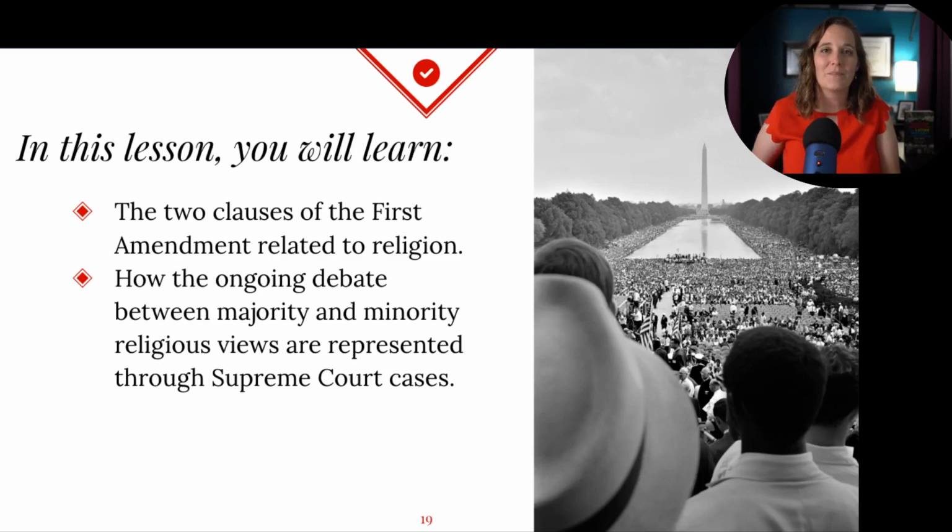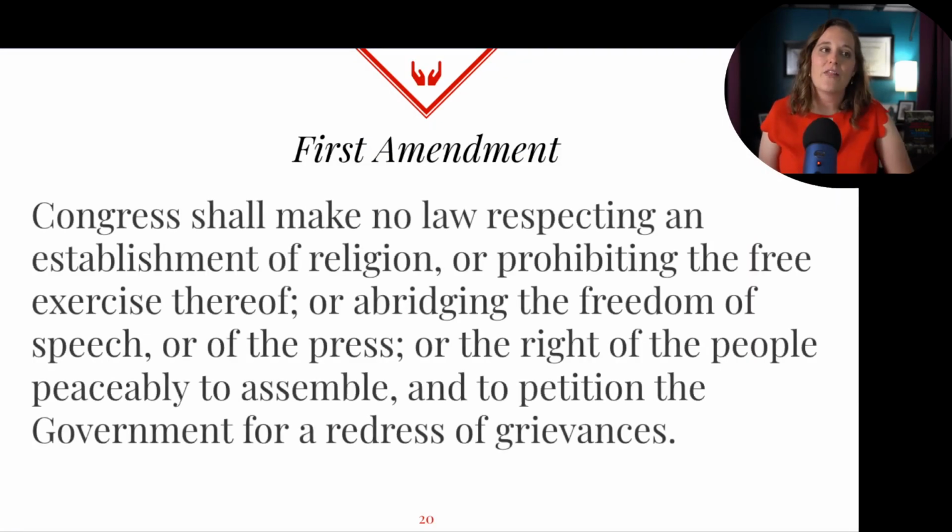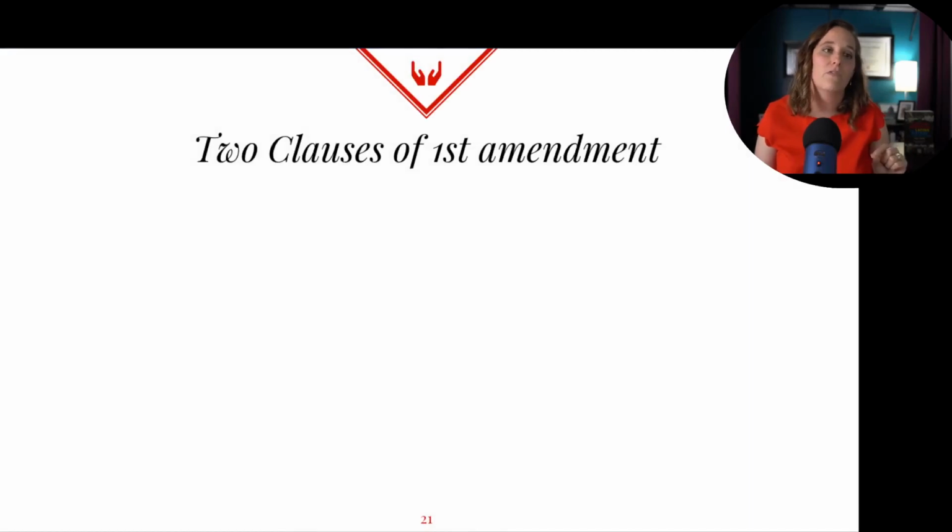So let's get started. In the First Amendment, there are 5 liberties that are outlined: religion, speech, press, assembly, and petition. Now, the way that I like to remember this is through the acronym RAPPS, R-A-P-P-S. Religion, assembly, press, petition, speech. Just a quick way to remember it. Today we're going to be talking about specifically the freedom of religion.